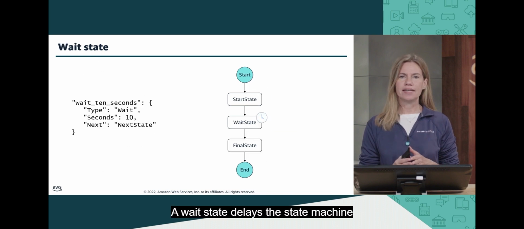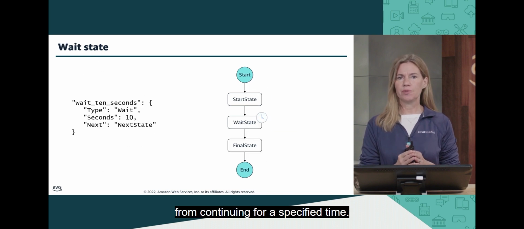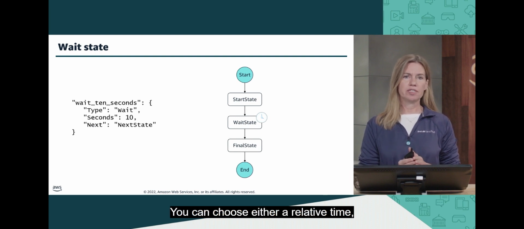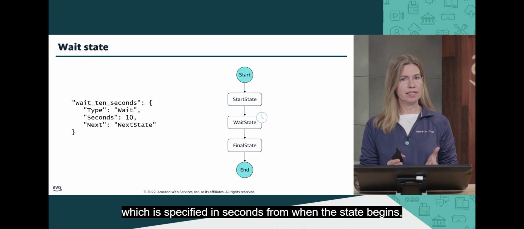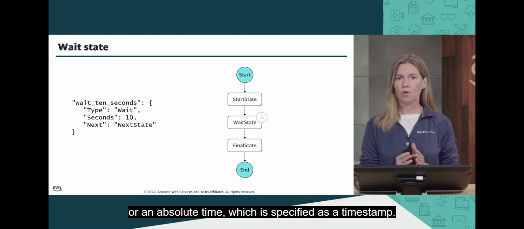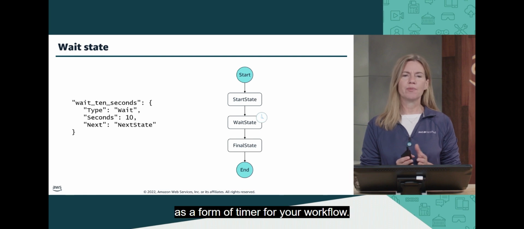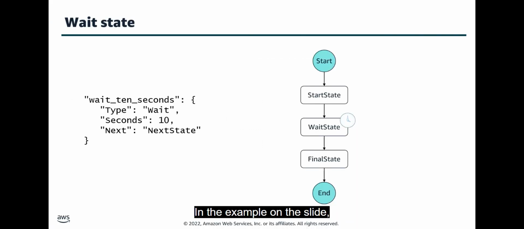A wait state delays the state machine from continuing for a specified time. You can choose either a relative time, which is specified in seconds from when the state begins, or an absolute time, which is specified as a timestamp. You can use a wait state as a form of timer for your workflow. In the example on the slide, the wait state introduces a 10-second delay into the state machine.